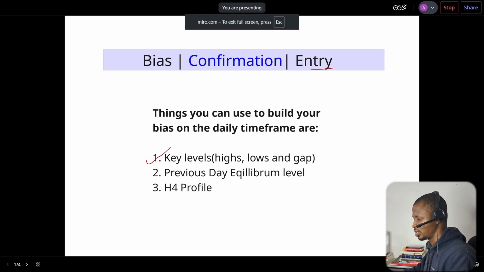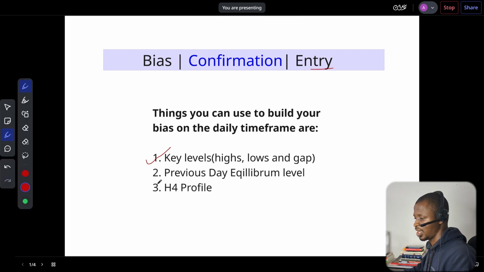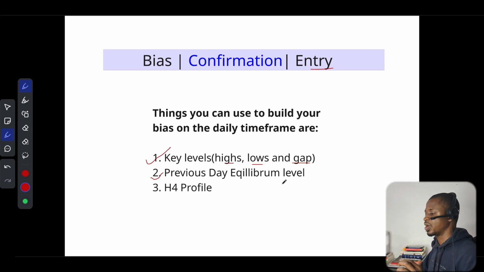So guys, this is what we're going to be focusing on. We're going to be focusing on this guy, key level. This could be highs, lows, and gaps. You understand? Then we have the previous day equilibrium level, which we're going to use our Fibonacci to mark. Don't worry, as we go on, I'm going to break it down.